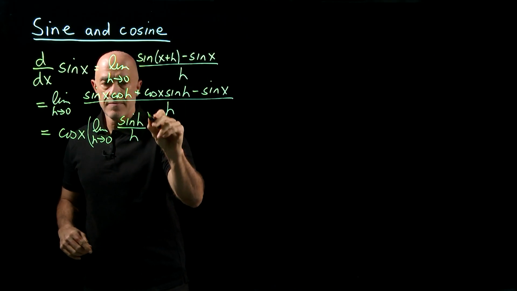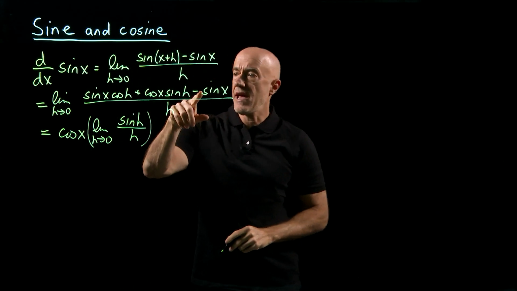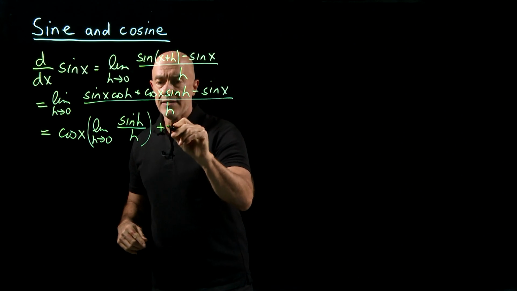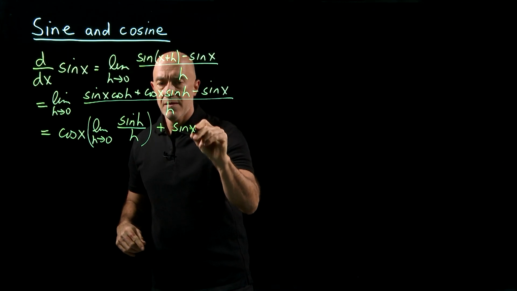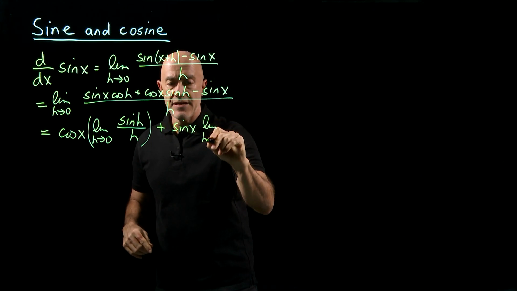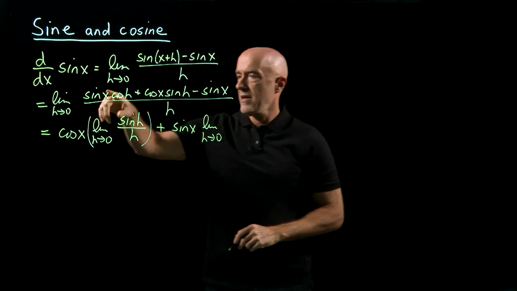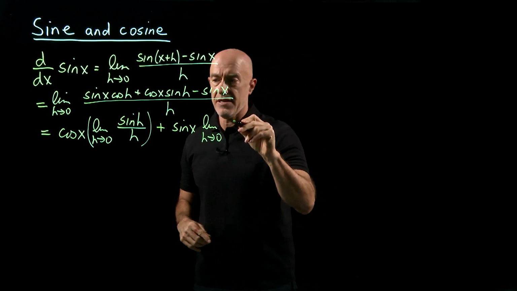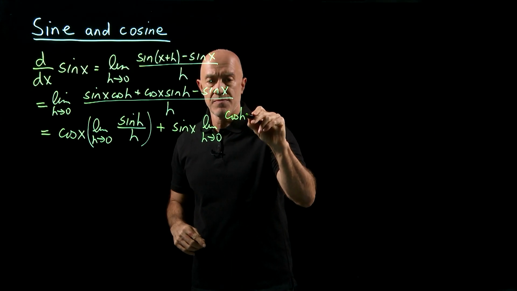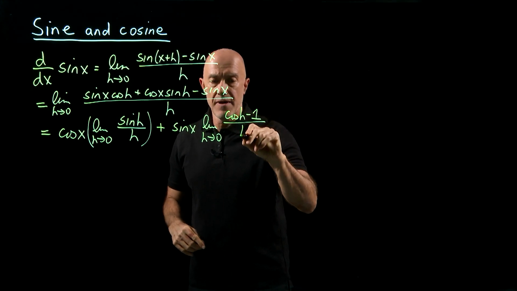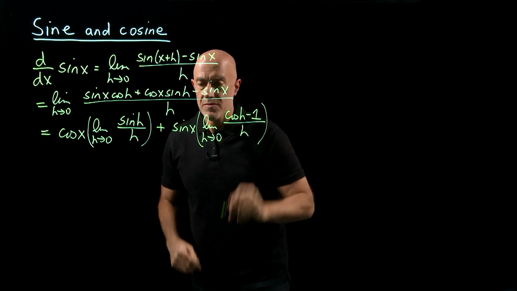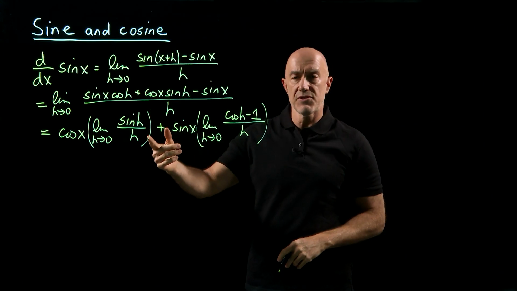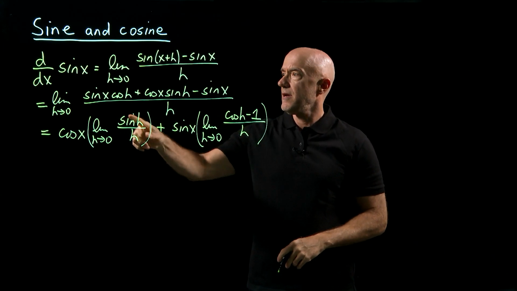So this limit. And then we have a sine x, so plus sine x times the limit as h goes to 0. And we have a cosine h minus 1 divided by h. So cosine h minus 1 divided by h. Okay? So we end up having to consider these two limits.